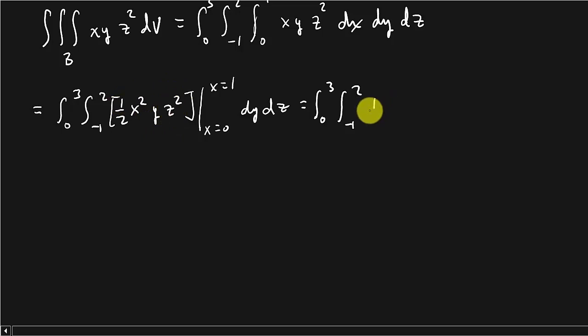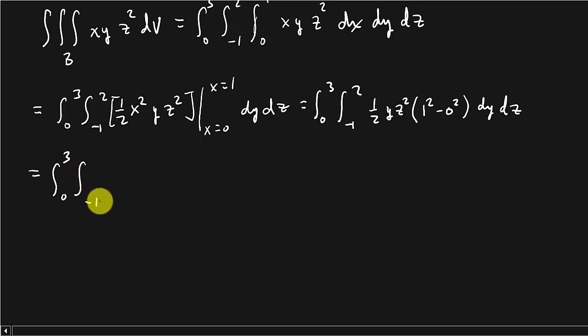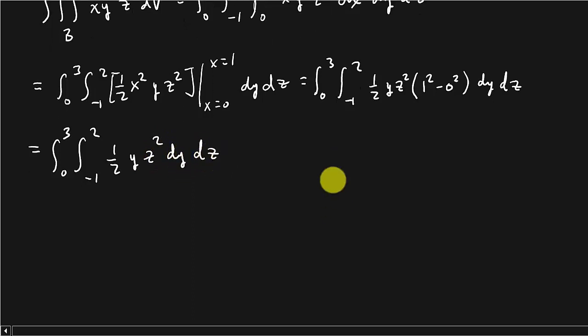So I can actually just write 1/2 y z squared times, and then I can plug the 1 in for x and then the 0 in for x. So I've got the 1 squared minus 0 squared. Okay, and this is like a constant times that, and then that's dy dz. And so this is going to give me 0 to 3, -1 to 2, and this is just 1 here, so that's going to be 1/2 y z squared dy dz. All right.